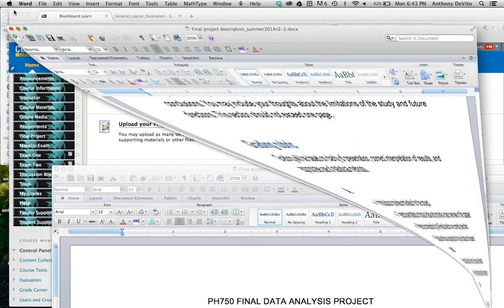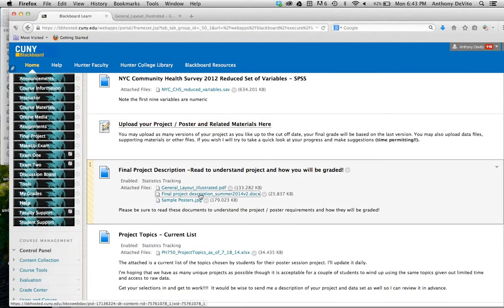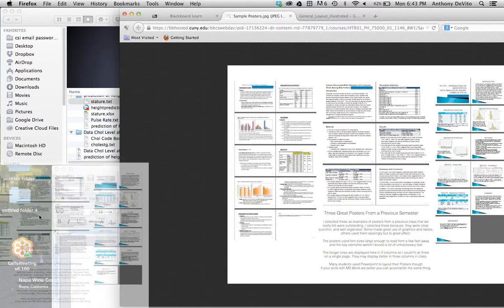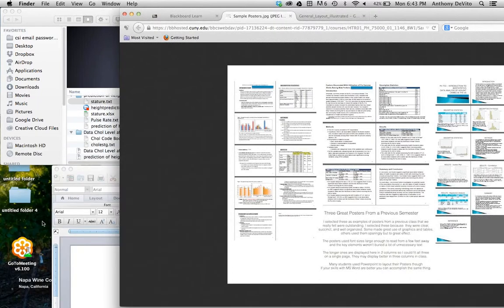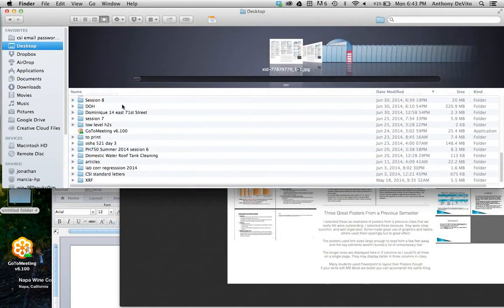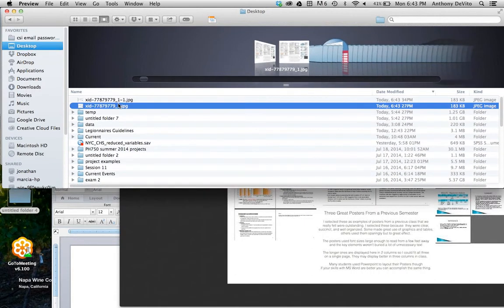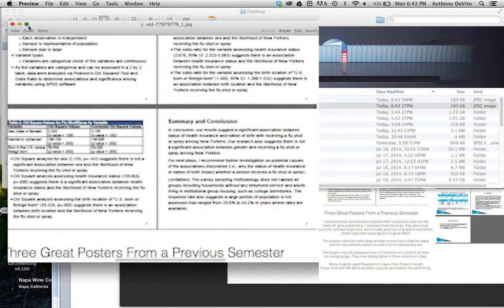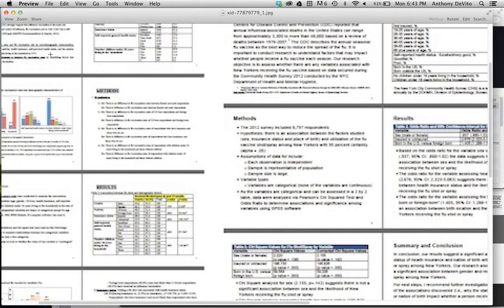Now, I posted a couple of pictures. One of them was samples from last semester. I purposely made them a little blurry so you wouldn't just copy them. Let me see if that copied out. Here we go, I'll zoom in. This is actually 3 different presentations.